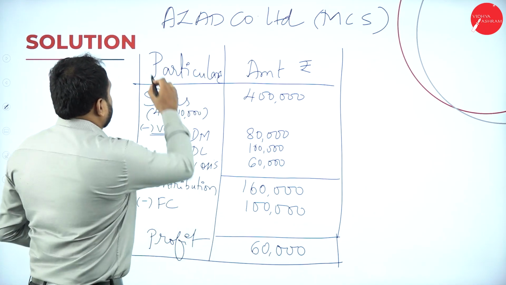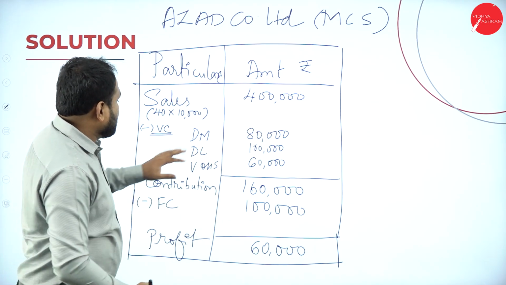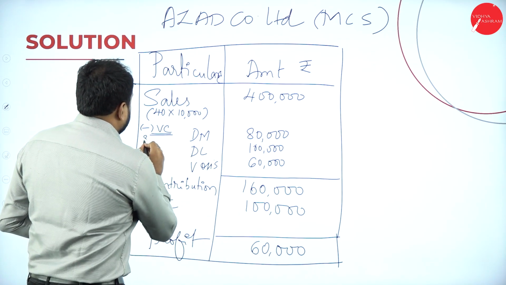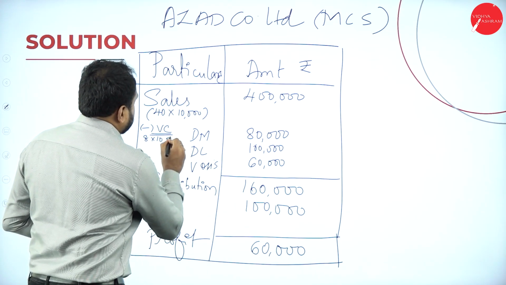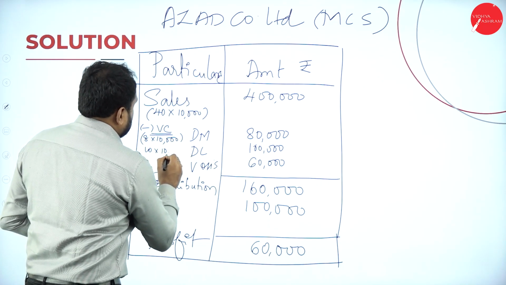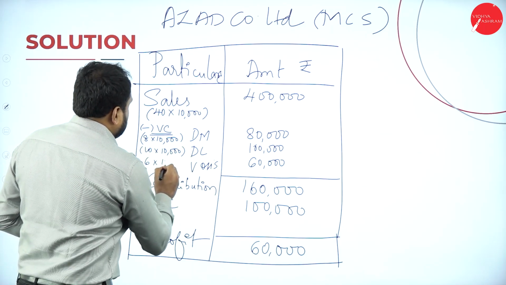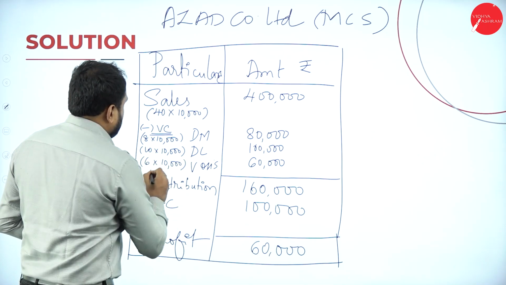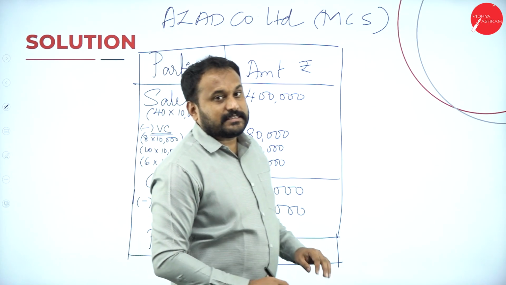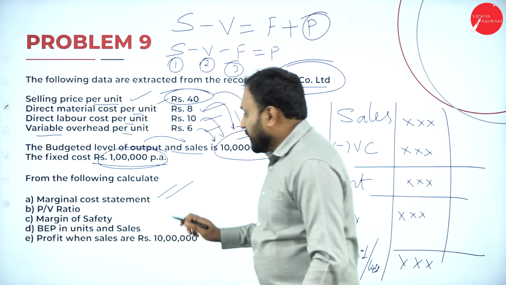This entire thing, what you go with, that is your marginal cost statement. So what exactly have we done here? 8 into 10,000. We'll write here 8 into 10,000. Here it is 10 into 10,000. If you need to understand, then it is 6 into 10,000. So this is what we have done. The entire statement is called marginal cost statement. So the marginal cost statement is done. We are done with it.